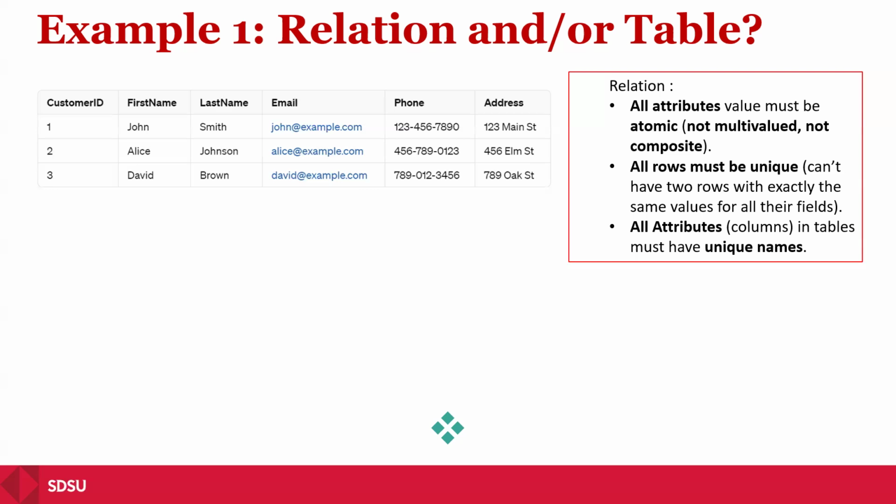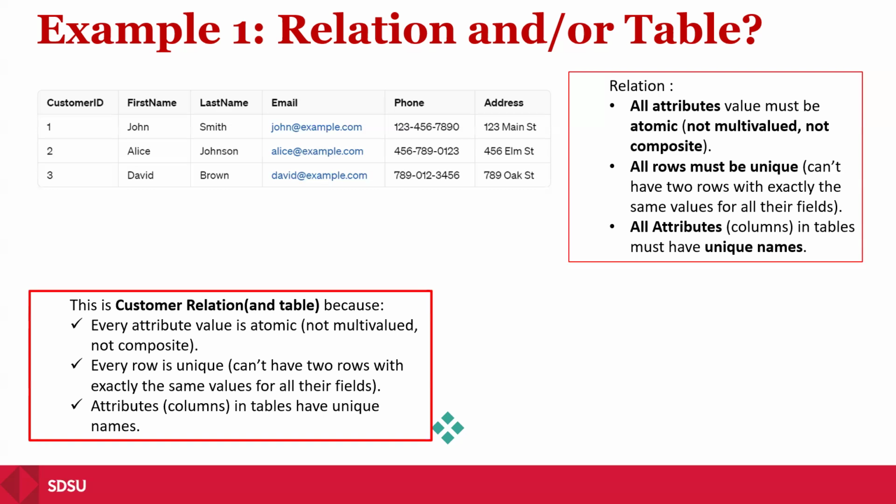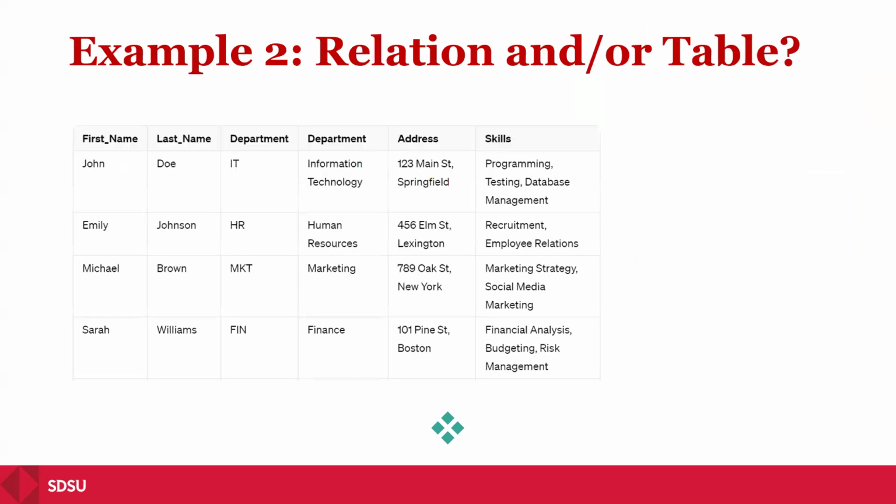All right. Hopefully you have your answer by now. So it is a relation because every attribute is unique. We don't have any repeating rows here, and all the columns or attributes are also unique. So this table customer is a relation, so it satisfies all the requirements of a relation. Let's look at another example.